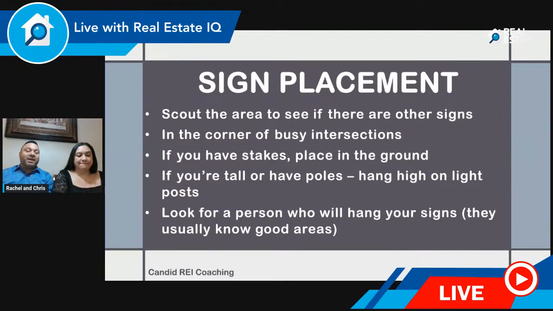Okay. So again, placement: don't put it backwards on the other side if traffic's facing one way. I mean, you just have to be smart about it. So be strategic whenever you do that. Now look for other people.